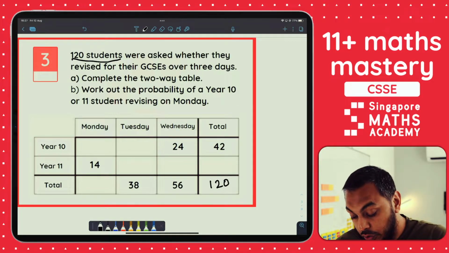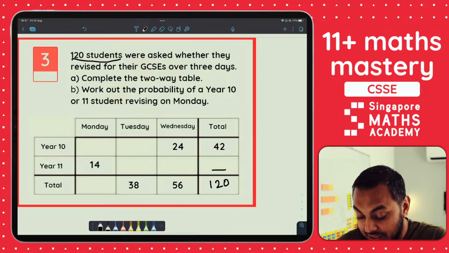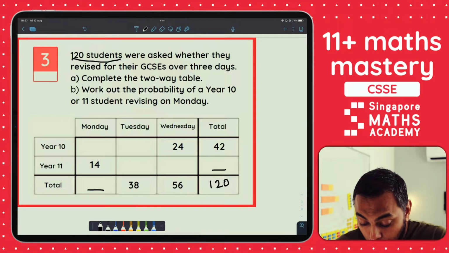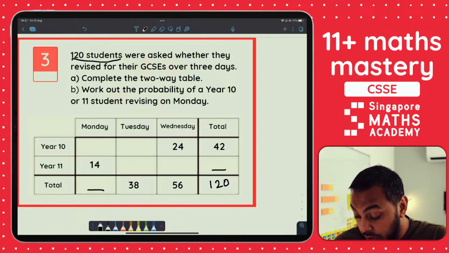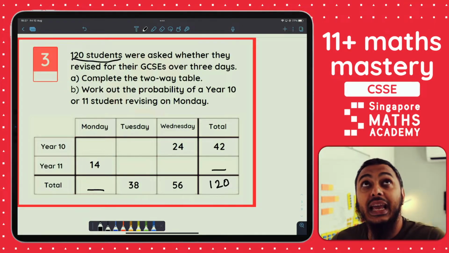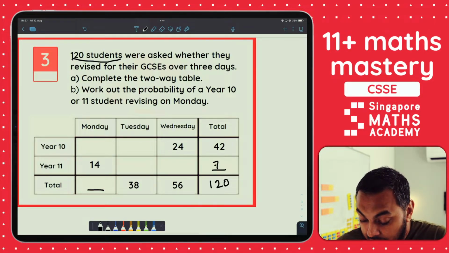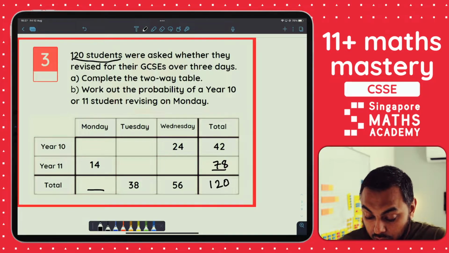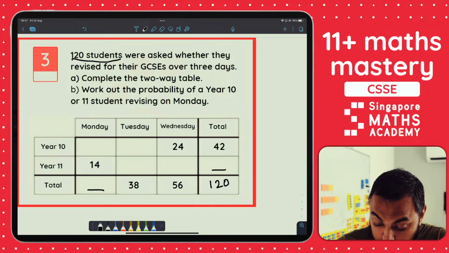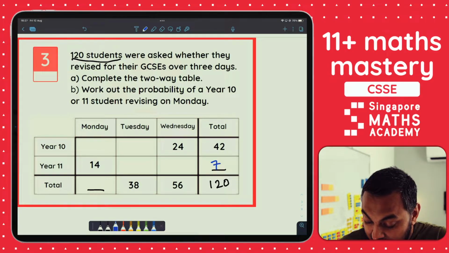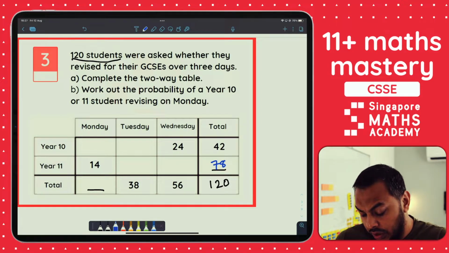If that's 120, then we can work out what this is, and we can work out what this is quite quickly. So 120 take away 40 is 80, take away 2 is 78. So I can work out that 78. What I might do, I might just use a different color so that you know it's my handwriting for the solution. So that's 78. 78 add 42 is 120, yep.